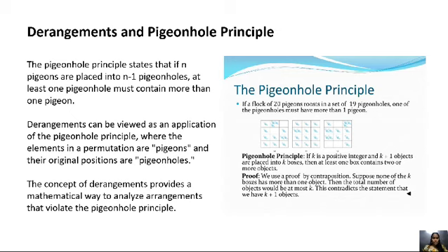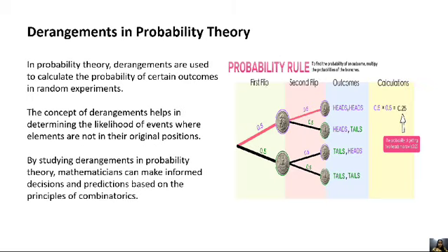Derangements and the pigeonhole principle. The pigeonhole principle states that if n pigeons are placed into n minus 1 pigeonholes, at least one pigeonhole must contain more than one pigeon. Derangements can be viewed as an application of the pigeonhole principle, where the elements in a pigeonhole are pigeons and their original positions are pigeonholes. The concept of derangements provides a mathematical way to analyze arrangements that violate the pigeonhole principle.